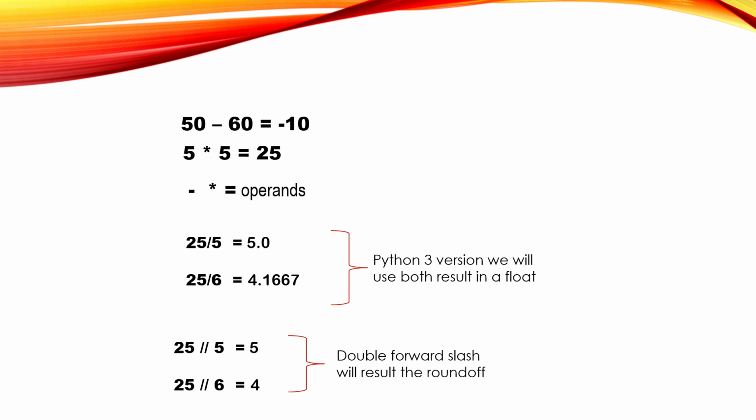Next, 25 divided by 5 will be 5.0. 25 forward slash 6 is equal to 4.167. According to the Python version, we will get the result as a float. Next, if we use a double slash, then the result will be rounded off.